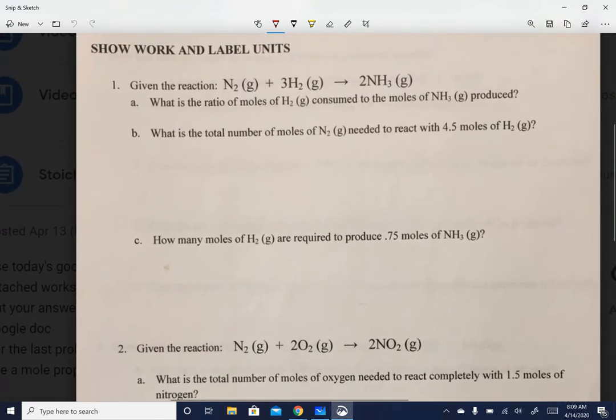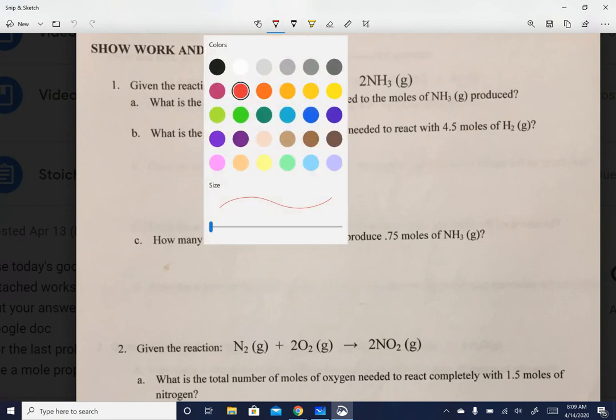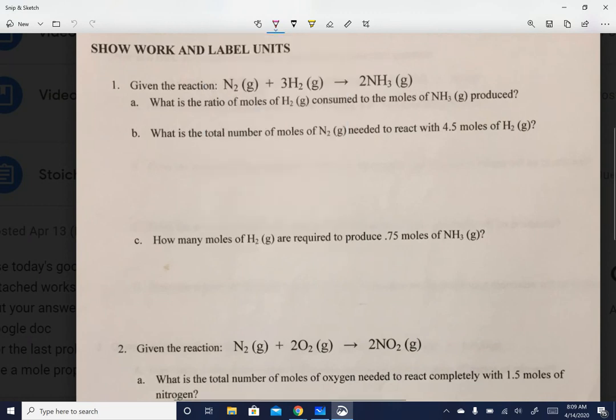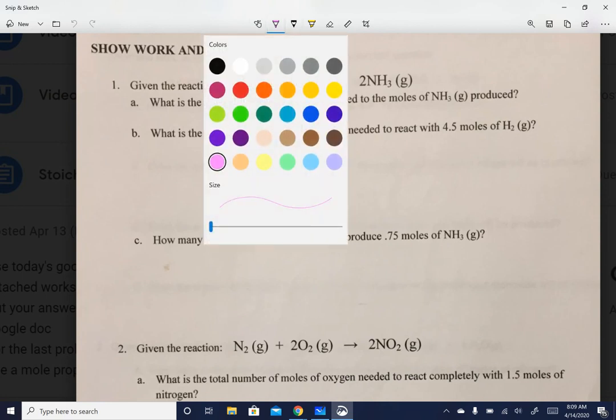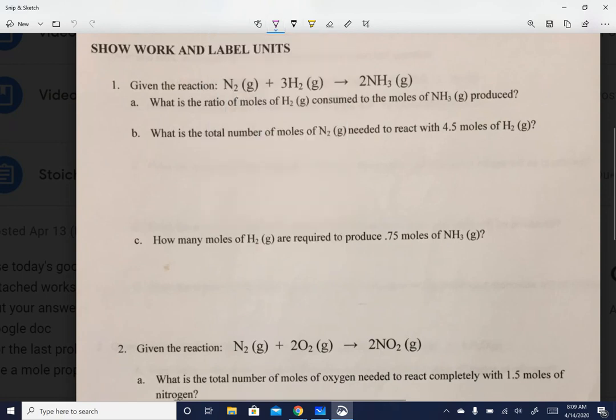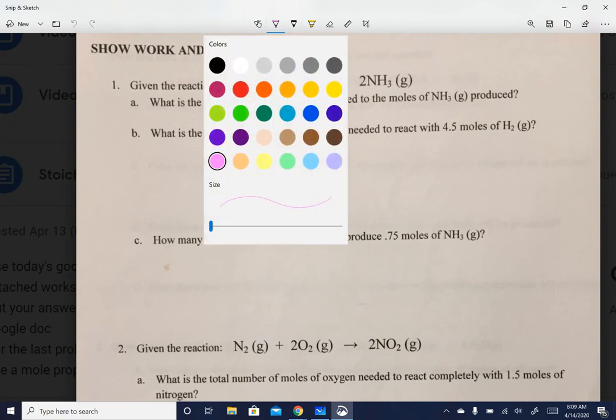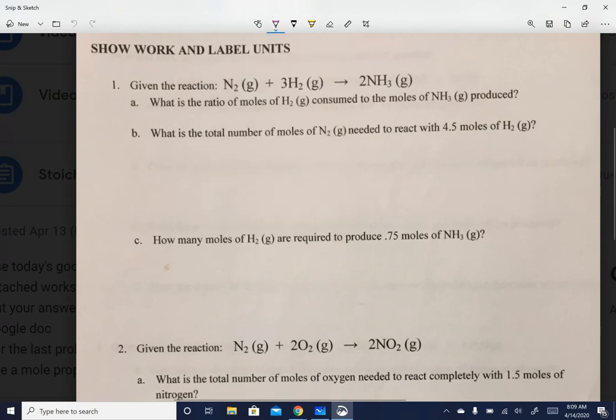So first one, given the reaction N2. Okay, so our mole ratio here. We'll use pink today. Why not? So make it a little bit bigger. All right. Mole ratio here is 1, 3, 2. So 1 to 3 to 2. What is the ratio of moles of H2 consumed to the moles of NH3 produced? It is 3 to 2. So that's the answer to A.